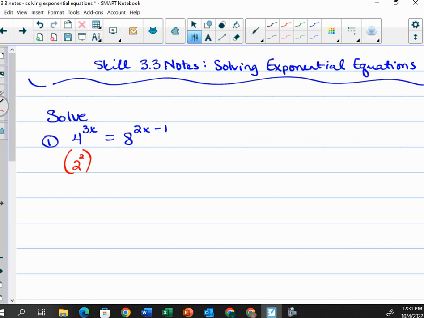Okay, and then I still have the 3x out here. 2 to what power is 8? Okay, and then still the 2x minus 1.